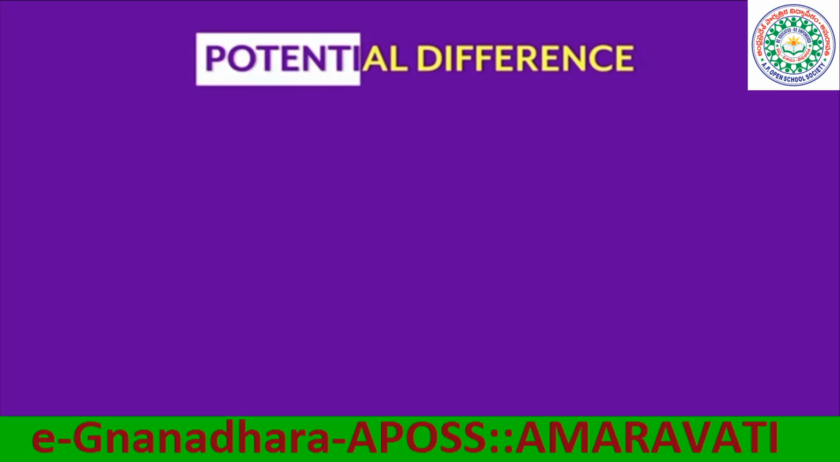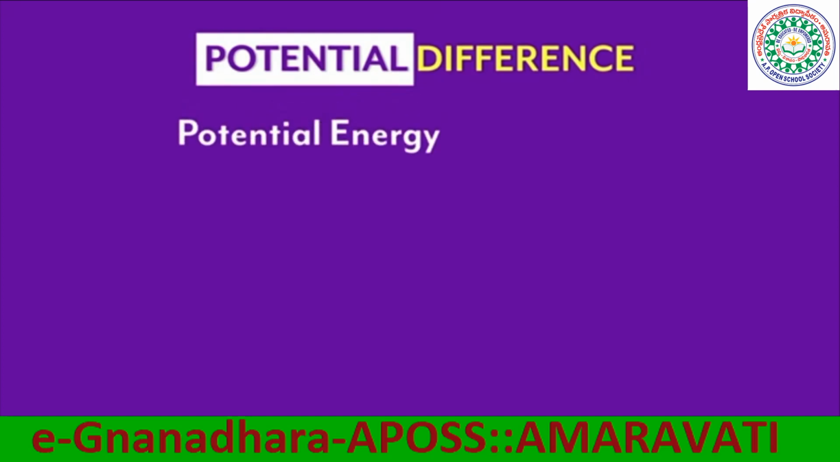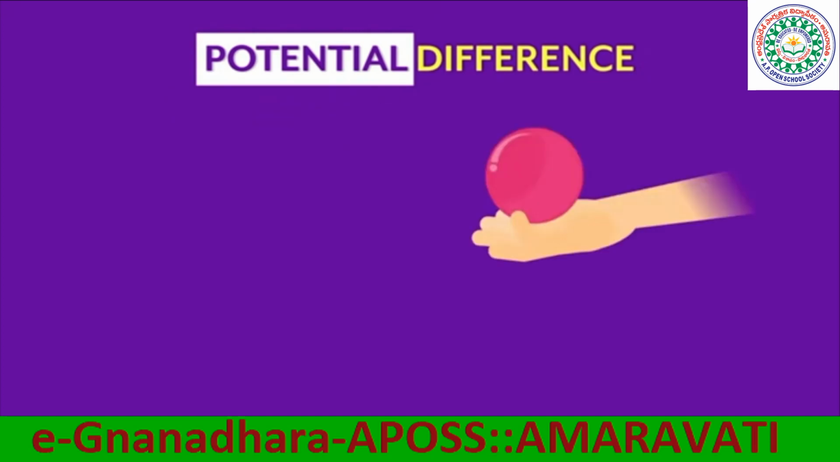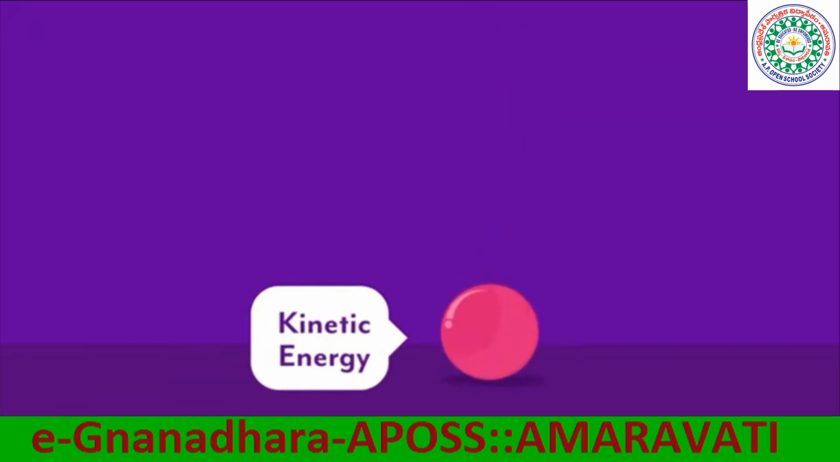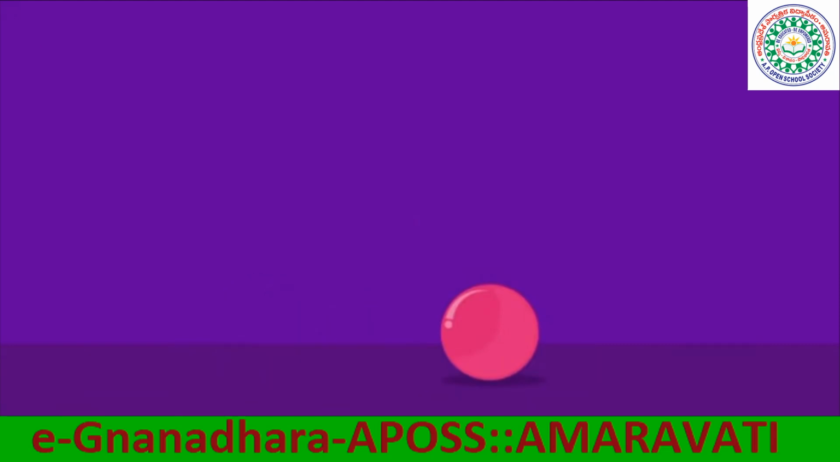We see the word potential here. Have you heard this term before? Of course, we've heard of potential energy. It is the stored energy when an object is at rest. When you're holding a ball in your hand, it has potential energy. When you drop it, the potential energy is getting converted to kinetic energy when it drops to the ground. Kinetic energy is the energy an object has when it's in motion.